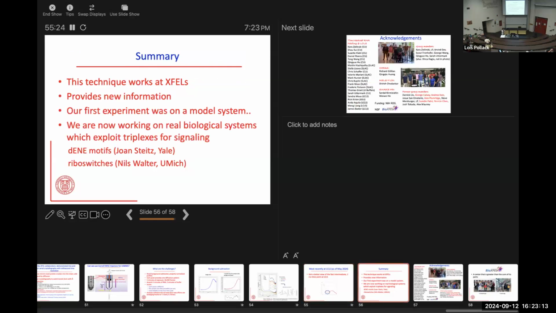So to summarize, we've now shown that this is possible at XFELs, time-resolved wide-angle scattering, and it provides new information, right? The first experiment was on a model system, but now we're moving to real biological systems, and there are real important molecules that exploit these base triples for signaling. So, again, we've started working on some very specific motifs, including these riboswitches, and that's the name of the class of molecules that I showed you at the beginning with the crowbar. So we're really excited about that.